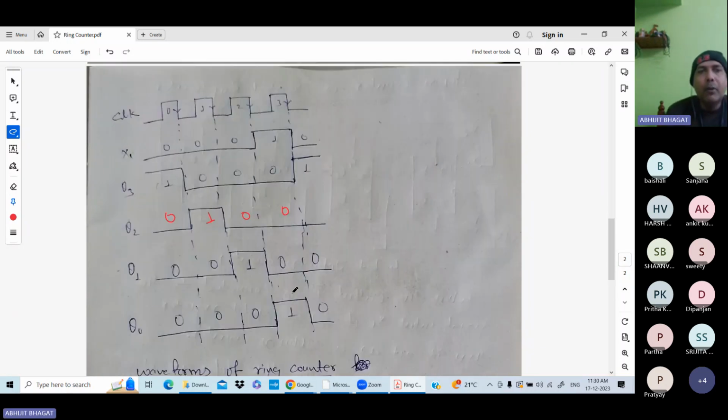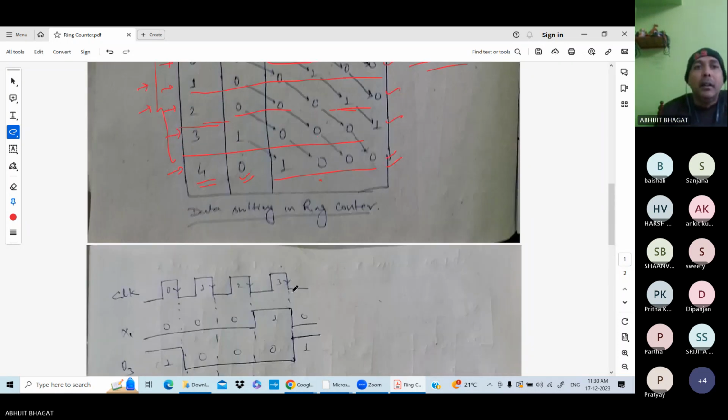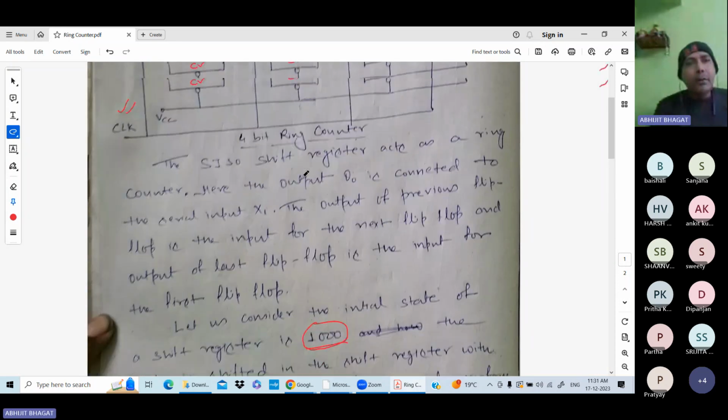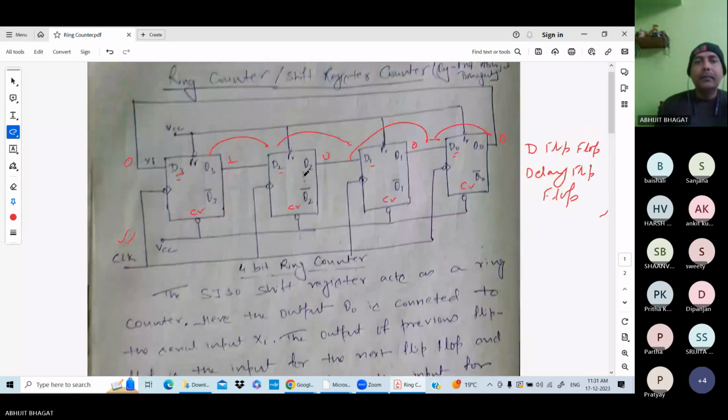So this is the waveform for the ring counter. When you apply this, 1 0 0 is your initial input. Okay. So this is a complete process of ring counter. If you have any query, you can ask. Or is it clear?